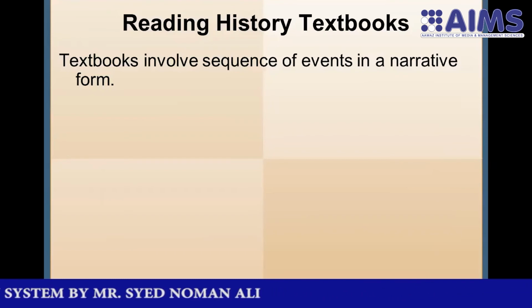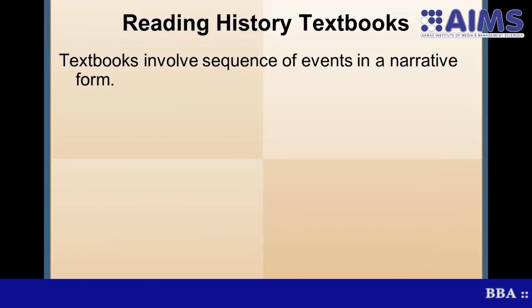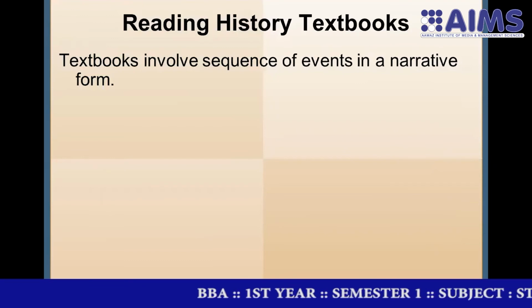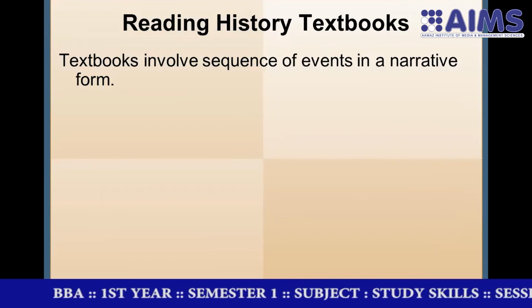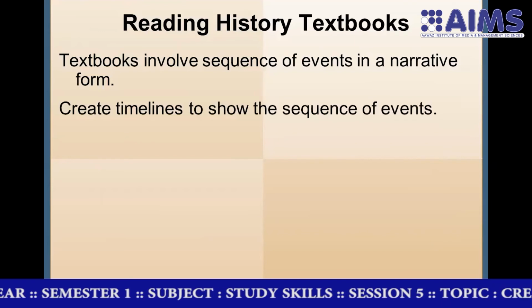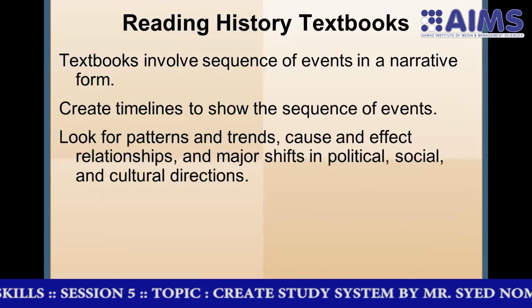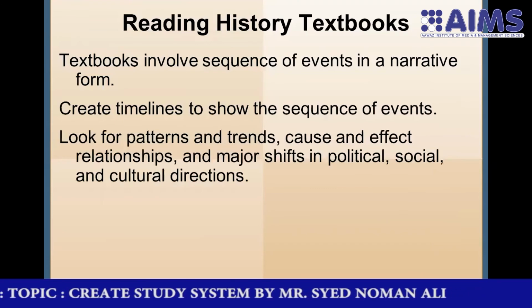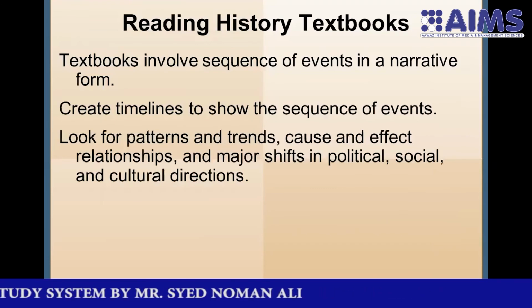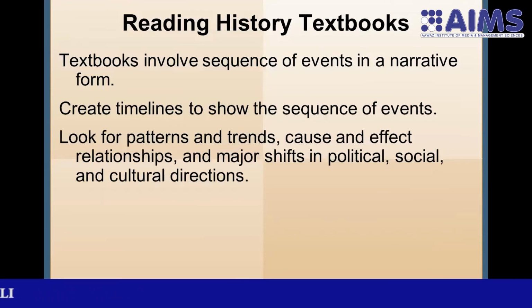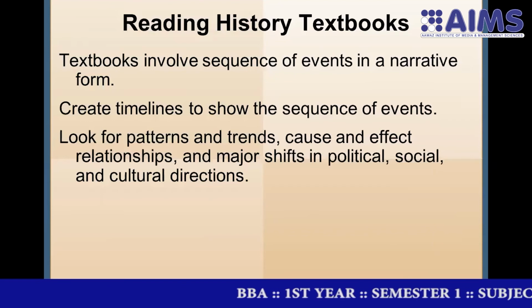If you like to study the history of mind, history of sociology, history of psychology, history of man, you will align the data into a systematic timeline, and then create timelines to show the sequence of events, which event is later and which one is prior, and look for the pattern and trend, cause and effect, and the relationship and major shifts in the political, social, and cultural direction from one generation to another. This one is very helpful.